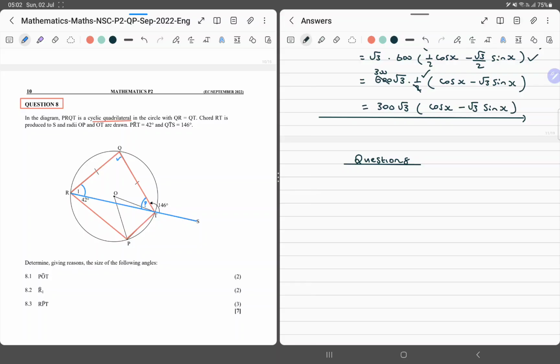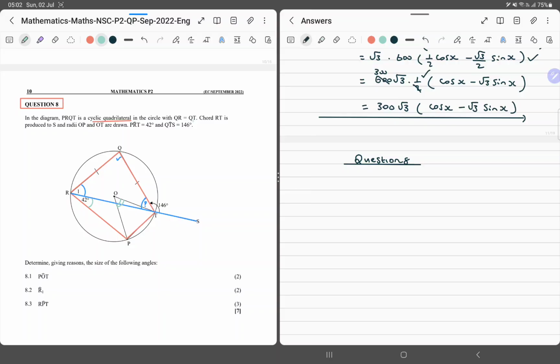Okay? Angle Q. That's number one. Number two, we know that this angle right here is going to be twice that angle. Right, angle at center is twice angle at circumference. Easy. Let's just read now.